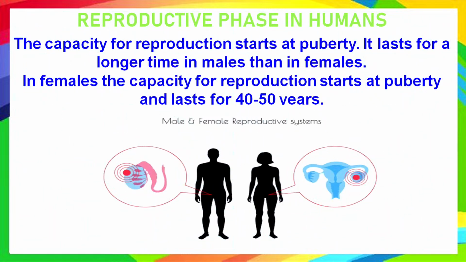And the reproductive phase in humans, as I told you, the capacity for reproduction will start at puberty and it will last for a longer time in males than in females. In females the capacity for reproduction starts at puberty, but it lasts for 40 to 50 years.